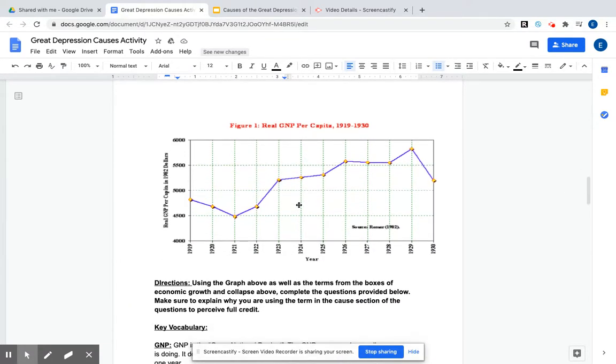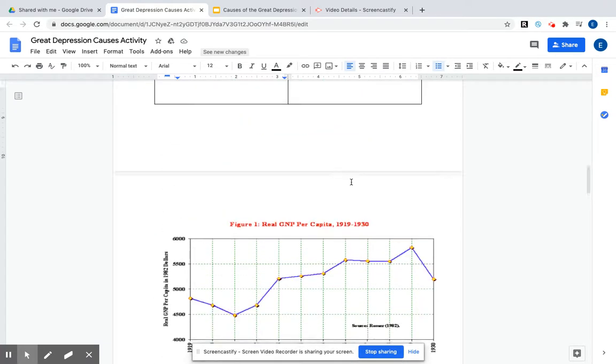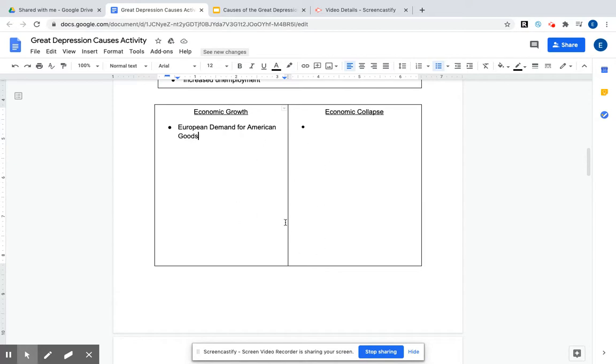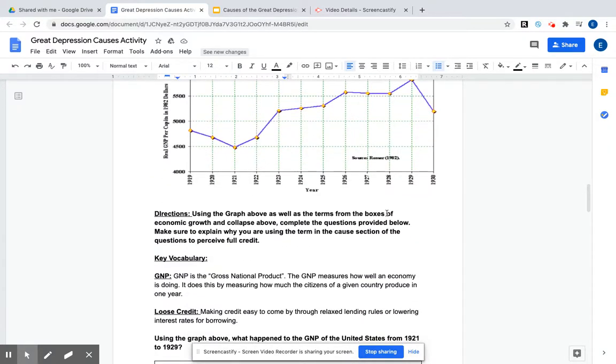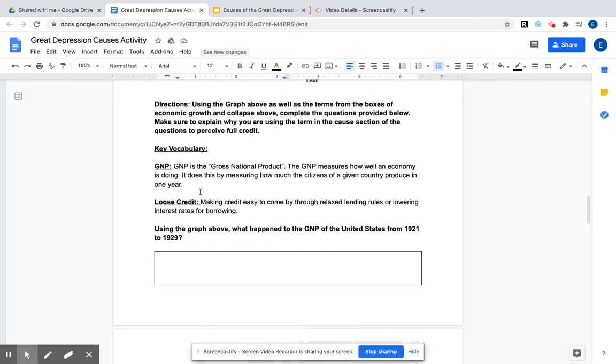So moving down, this is the GDP per capita from 1919 to 1930. The directions for this is using the graph above, as well as the terms from the boxes of economic growth and economic collapse above. So using this chart, graph, and this chart with the terms, complete the questions provided below. Make sure to explain why you are using the term in the causes section of the questions to receive full credit. So again, these are the two key vocabulary terms, GDP, loose credit, that we went over in the Google Slides. If you need them again, they're right here posted.